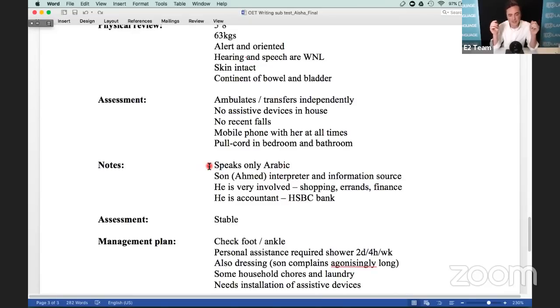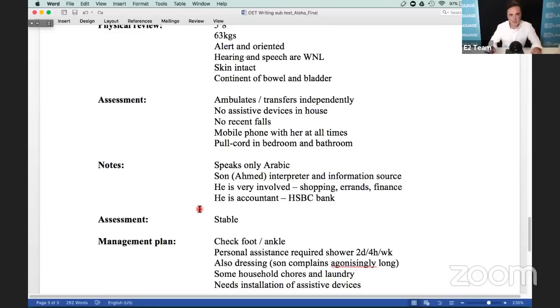All of a sudden, this case note becomes very important. And we got some more information. Son, Ahmed, interpreter and information source. He is very involved, shopping errands, finance. He is an accountant at the HSBC Bank.